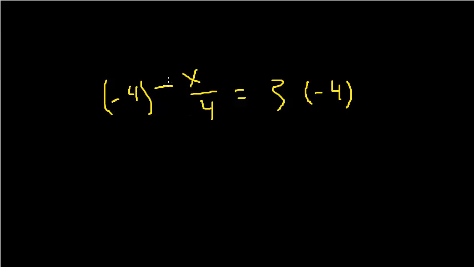Negative 4 times a negative x over 4. Right? The 4's then cancel out. My negatives cancel out, and I'm just left with x on that side of the equation. 3 times a negative 4 gives me a negative 12, and that is the answer to my equation.